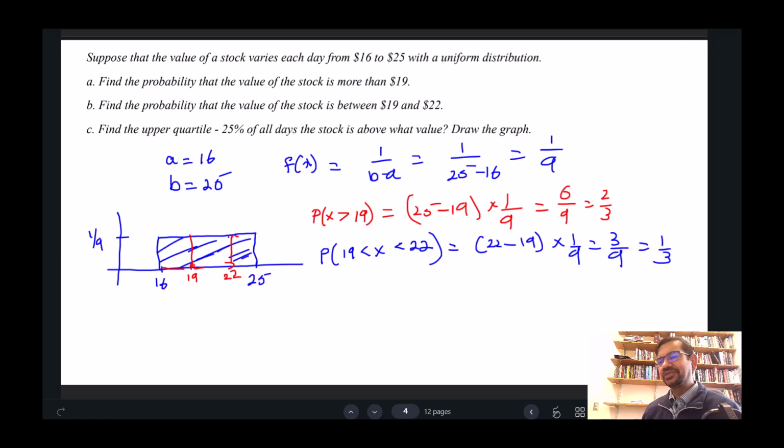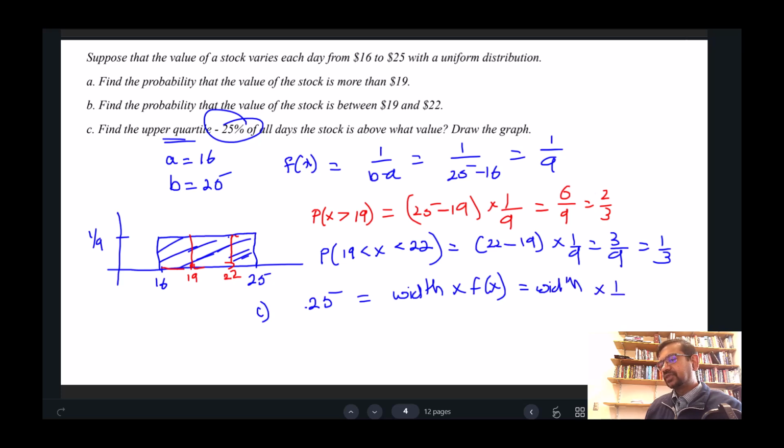Now this third question is interesting. It wants us to find the upper quartile, so the value above which 25% of all the stock values will lie. So the probability will be 0.25. We can use the same analysis. We're saying that the probability is 0.25. And what is this probability? The probability is given by the width times our probability density function, or f(x), which is essentially width times 1 over 9.